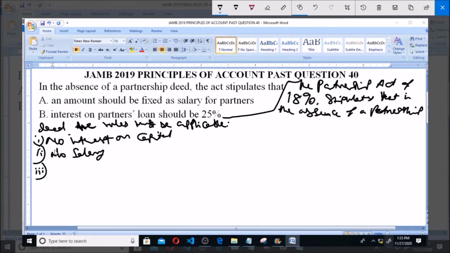3. That profits and losses should be shared equally. Profits and losses should be shared equally.